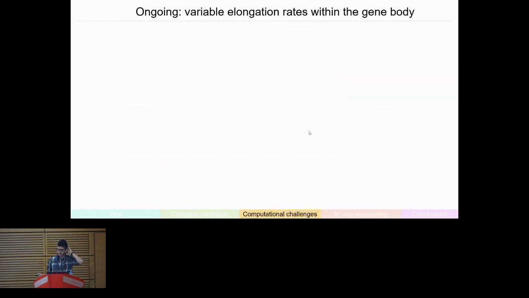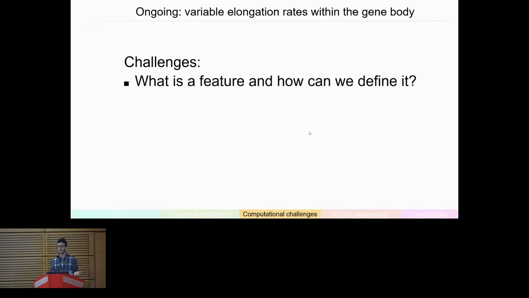One of the things I want to briefly mention in the last few minutes is this idea that we want to calculate variable elongation rates within the gene body, right? Different places in the gene that have different elongation rates. There are some challenges we're facing with this. The first one is that if we want to get feature-specific elongation rates, first we need to define the feature, and this is not trivial at all. If anyone has any ideas about how to do it efficiently, I will gladly accept them.